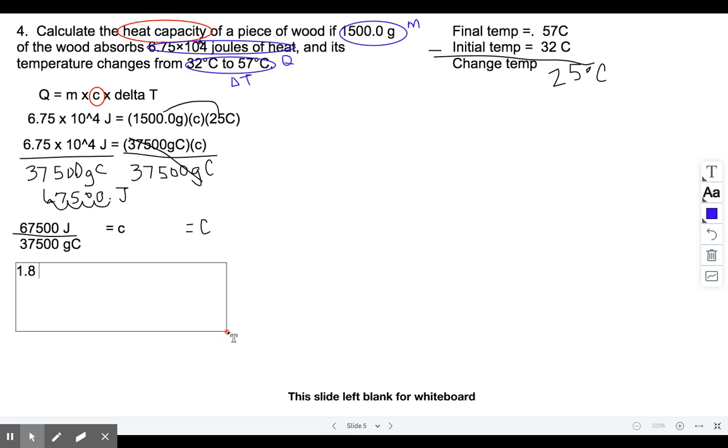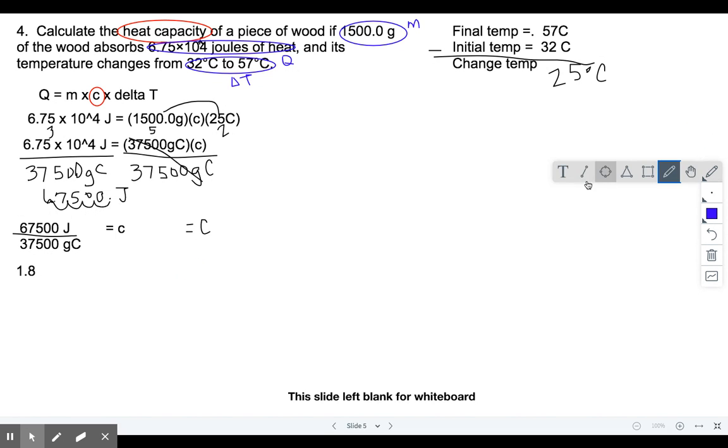So 1.8, and I don't have to worry about significant digits again because I only have 2 significant digits. And if I go back up here and look at my numbers, this one had 3 sig figs because the 6.75 has 3. This one has 5 significant figures, but this one only has 2. So 2 is my lowest, and my answer has 2, so it's perfect. So my answer is 1.8, but don't forget about those units. Joules over grams Celsius. And that equals my specific heat. So the specific heat of the wood is 1.8 joules per gram Celsius.